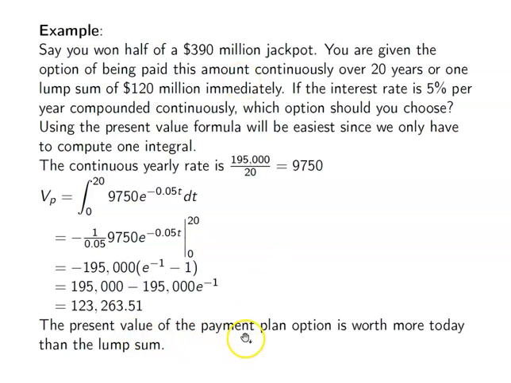So the present value of the payment plan option is worth more today than the lump sum is, which means that the future value is better for the payment plan as well, right? Especially if I actually were to invest it. Okay. So when we're looking at present value, we're looking at what would happen if we were to invest. Okay. So the payment plan is a better option.